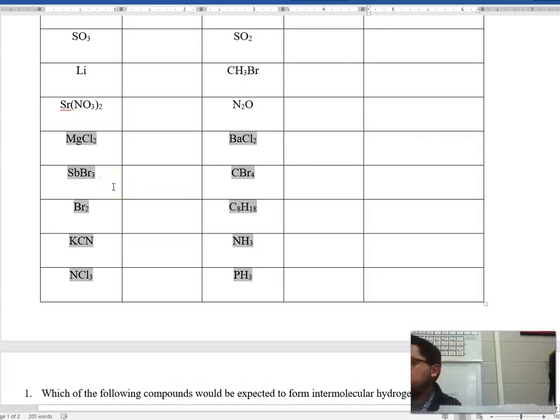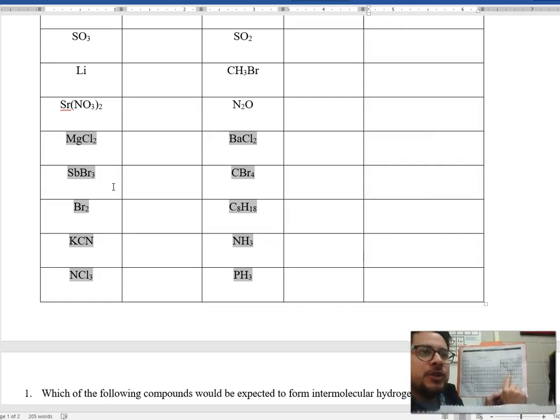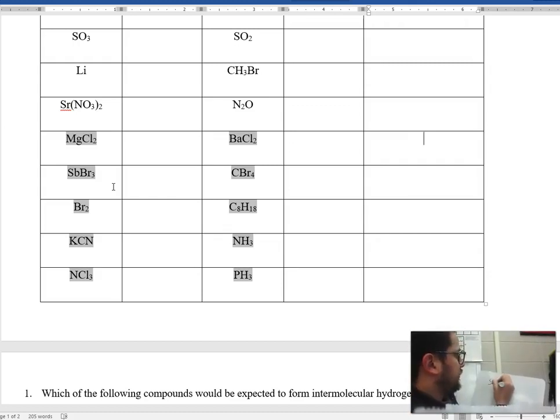SbBr3. Okay, this one I need a real periodic table. Give me a second. Okay. Here we go. Sb is right here on the periodic table. If you look, it is on the left side of that zigzag line. You see it? So there's a little zigzag line. It's on the left side. Since it's on the left side, we're going to call that a metal then. So SbBr3. This is a metal and a non-metal. From our chart, we saw a metal and a non-metal is ionic. Done.